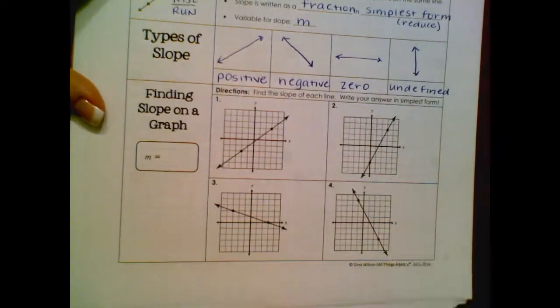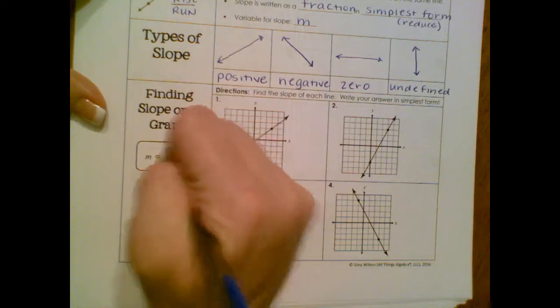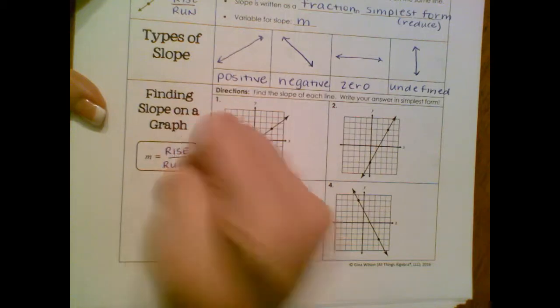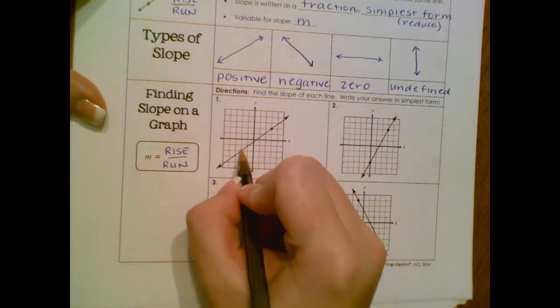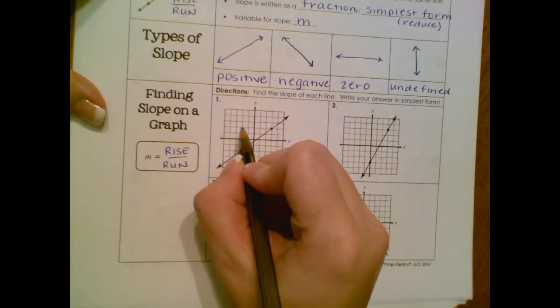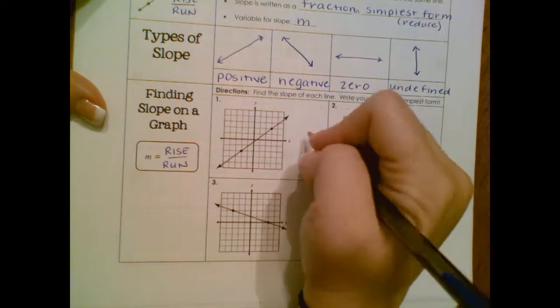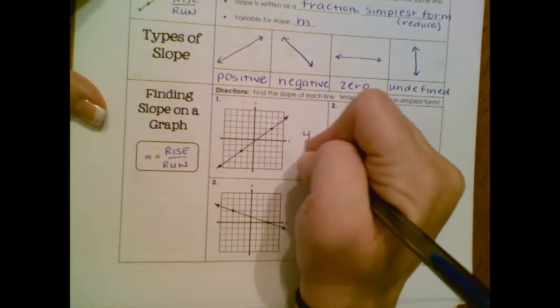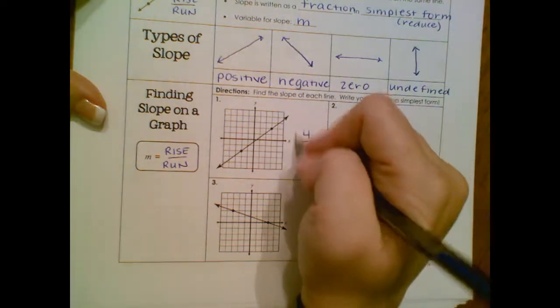So when finding slope, again, we do rise over run. We always start with my leftmost dot. So my leftmost dot looks like I'm going up 1, 2, 3, 4 over 1, 2, 3, 4, 5. So I'm going up 4 over 5. That fraction cannot be reduced anymore.